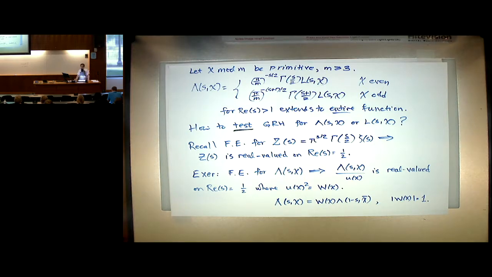We expect all the zeros are simple zeros. And remember, for the completed function and the original L function, the zeros in the critical strip are the same numbers with the same multiplicities, with real parts strictly between 0 and 1. And so testing for one of these, L of s chi or lambda of s chi, it's the same thing, but the completed one has the nicer real value property.